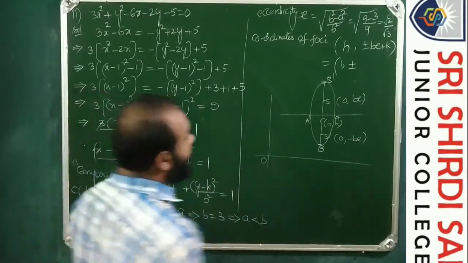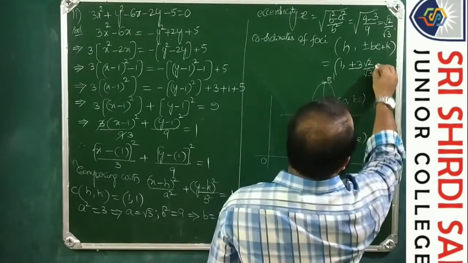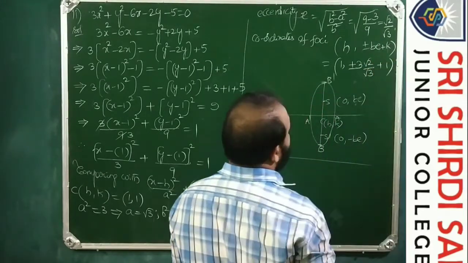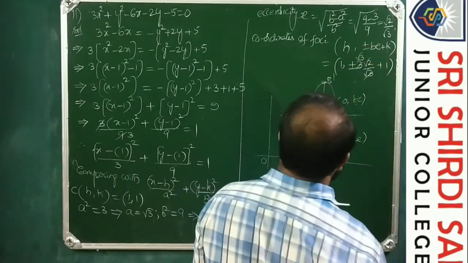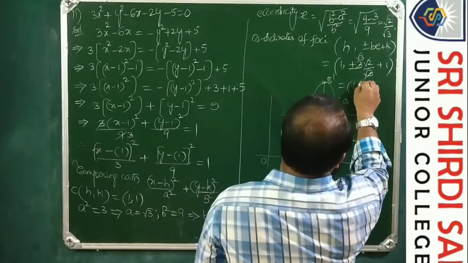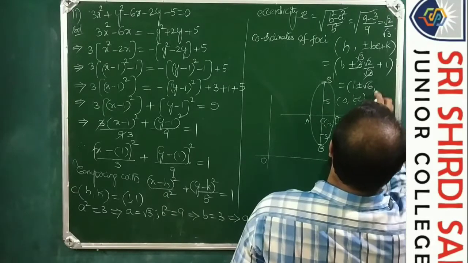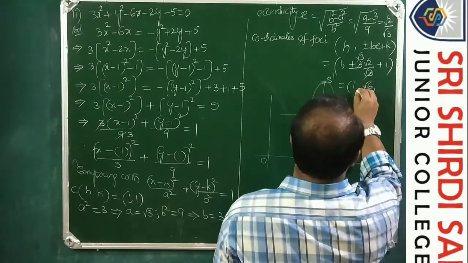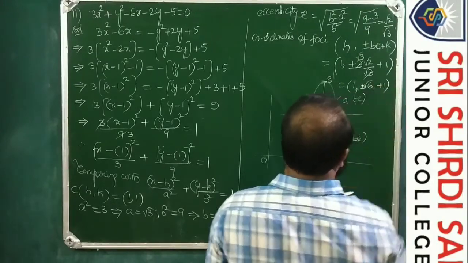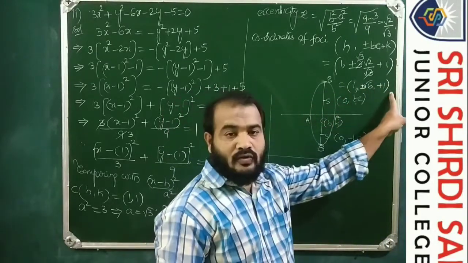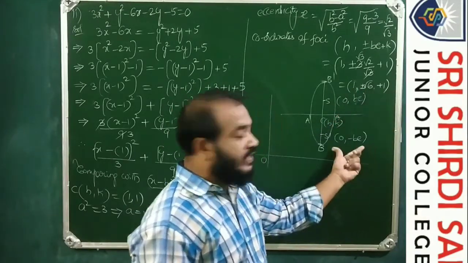The b value is 3, e is root 2 by root 3, plus k value is 1. So b times e is root 6. Therefore this is equal to 1 comma plus or minus root 6 plus 1. So 1 comma 1 plus root 6, and 1 comma 1 minus root 6 is this.